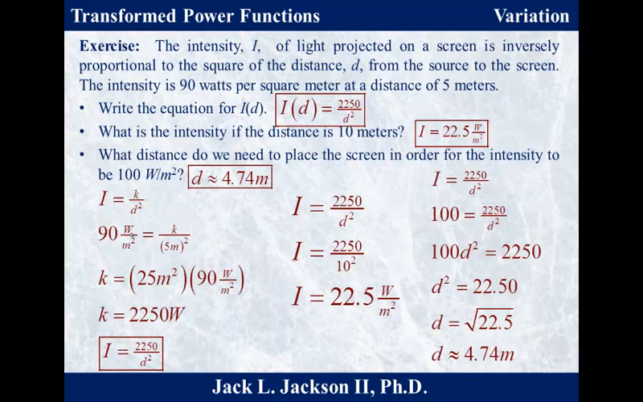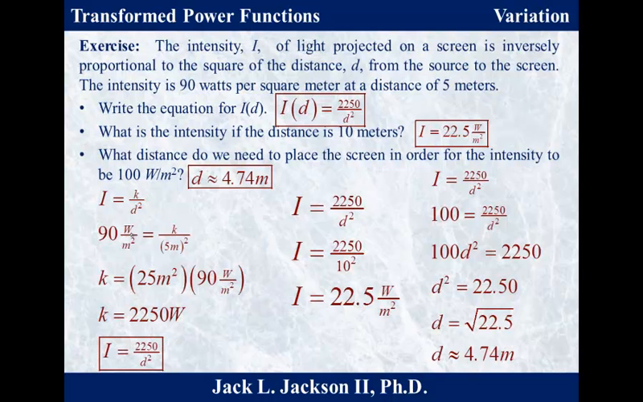And I'm actually going to work in the units here because I want you to notice that k actually has some units. k typically does have units. I is 90 watts per square meter, that's W over m squared, and that equals k over d squared, where d is 5 meters, so it's 5 meters squared. When you square 5 meters, you get 25 square meters. And we multiply both sides of the equation by 25 square meters to get k by itself.